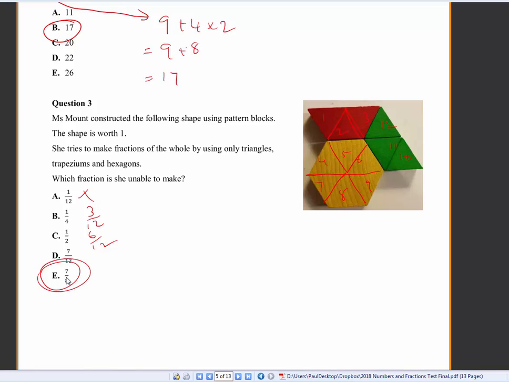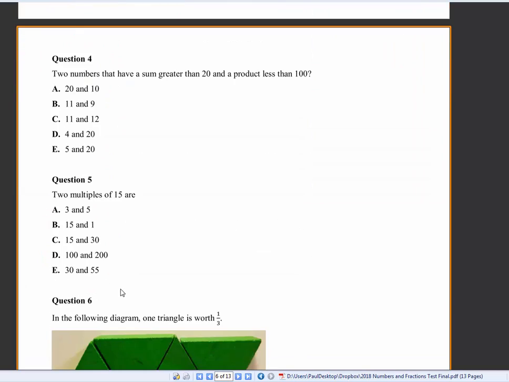I can't make 7/8, and you can see why: there is no easy way to turn any of these 12ths, halves, quarters into, or turn 8ths into 12ths. You can't multiply by a particular whole number to make that into 12ths. So there's our answer there.